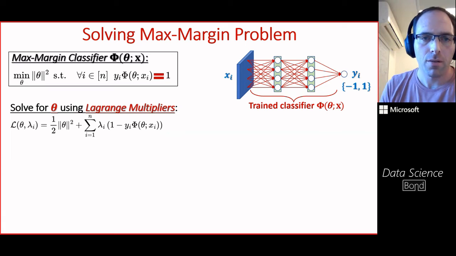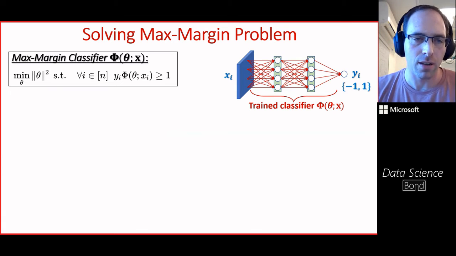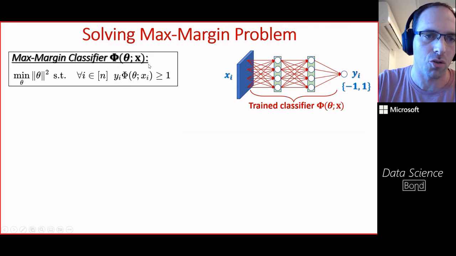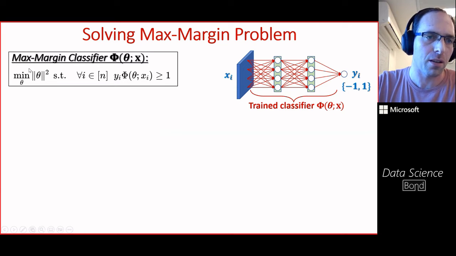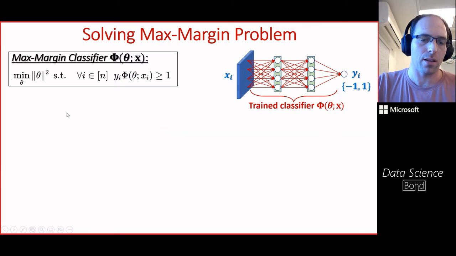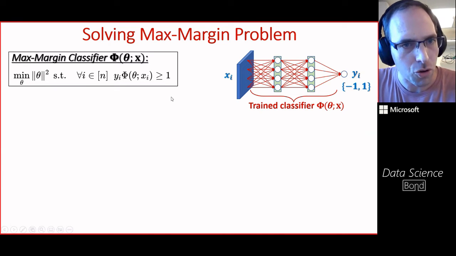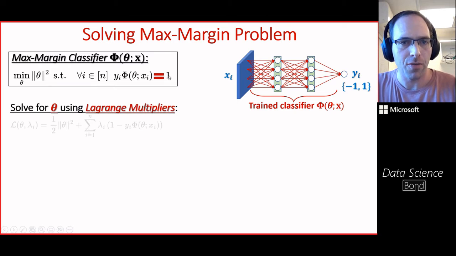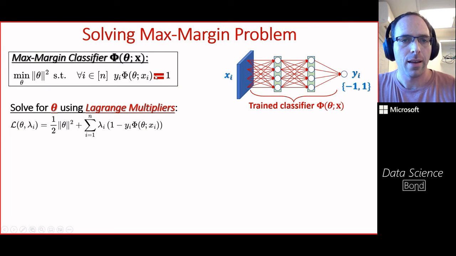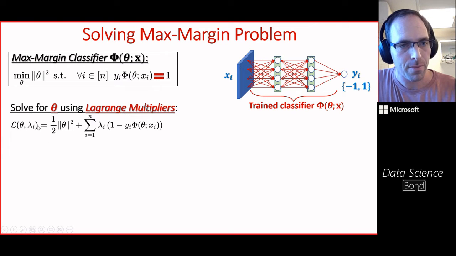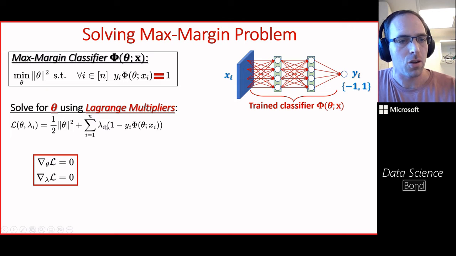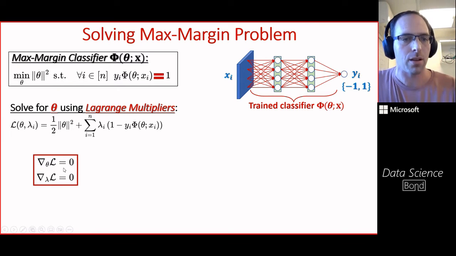If you remember from calculus 1, or actually let's do it even before, if you would not have any constraints, you could just take the derivative with respect to your variable equal to 0 and then solve. Now, when you have equality constraints, you could have used the Lagrange multipliers. So you're going to solve for theta using the Lagrange multipliers. You write down the Lagrangian, which is this thing, and then you differentiate it with respect to theta, differentiate with respect to lambda, set them equal to 0, and then solve this.